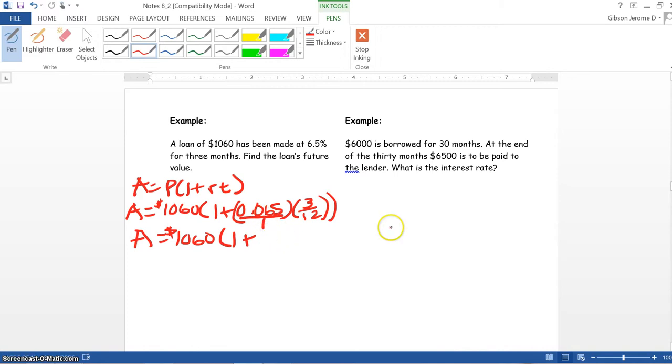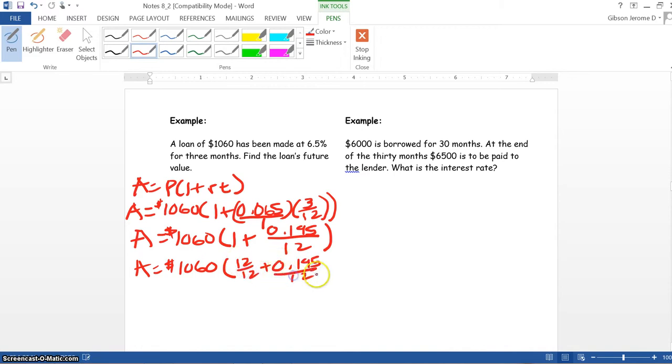So it'll be 1 plus, now we have to take this 0.065 times 3/12. So we'll put this over 1. And our numerator, we have 0.065 times 3. Our numerator will be 0.195. And 1 times 12 is 12. Now we'll have A is equal to $1,060. And we'll change this 1 to 12 over 12 plus 0.195 over 12. Now we can combine them.